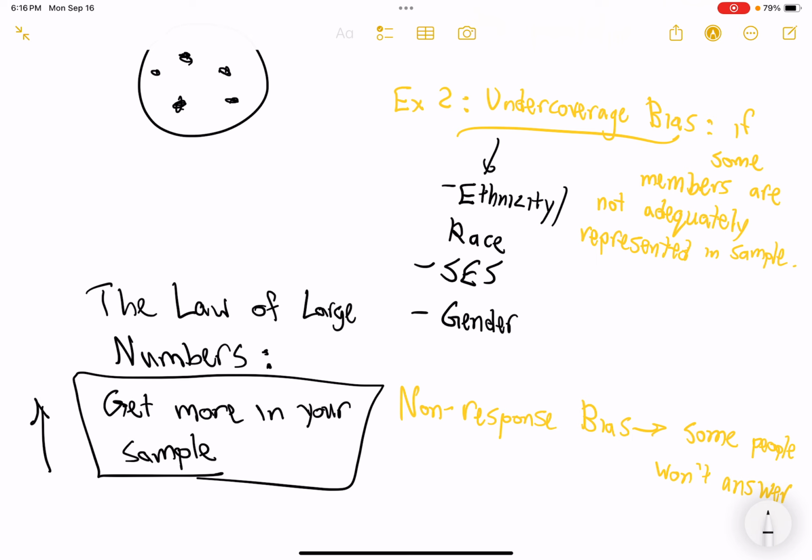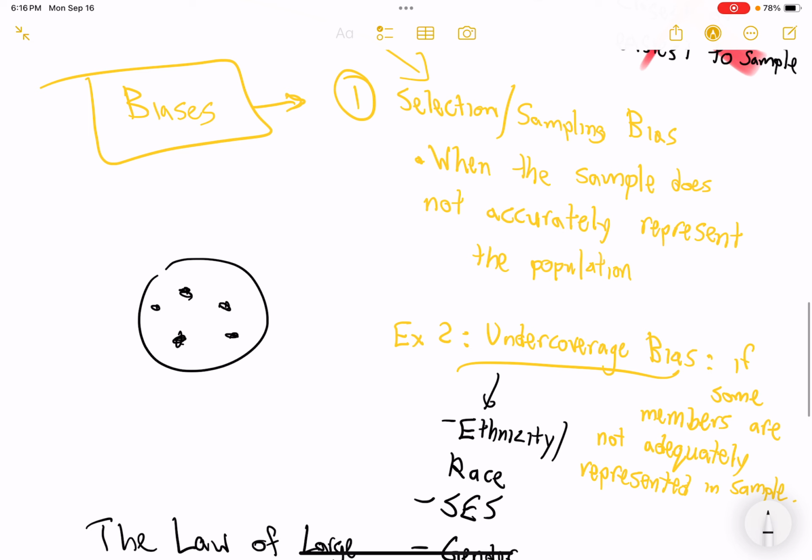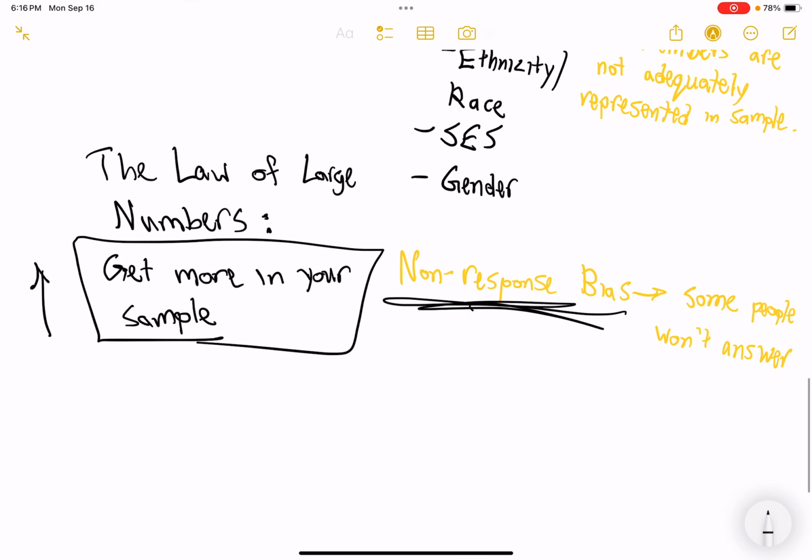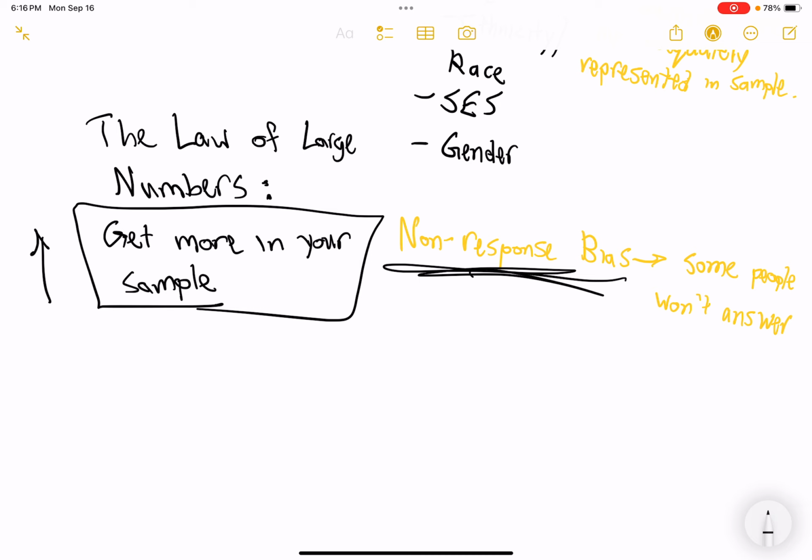Now, keep in mind, nothing will eliminate non-response bias. You could survey hundreds of thousands of people, and you're still going to get tons of people who don't respond. But what it can do is help you with things like selection bias, sampling bias, and undercoverage bias. You can keep adequately sampling. But non-response bias is something we just live with, right? So you got to go for larger numbers, but still you're always going to have people who don't answer. Okay, and that should make sense.